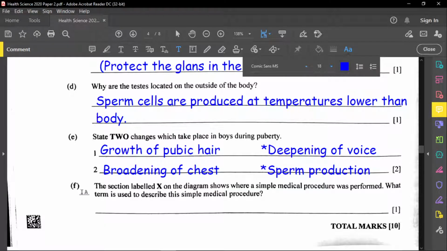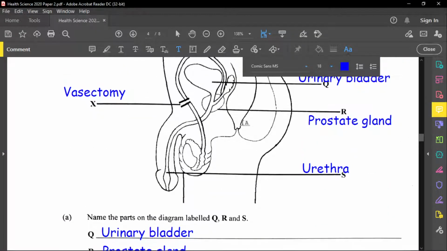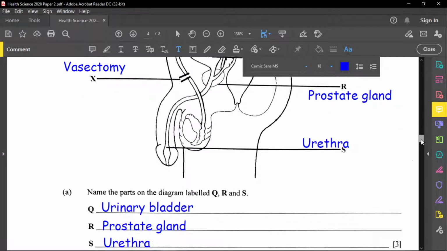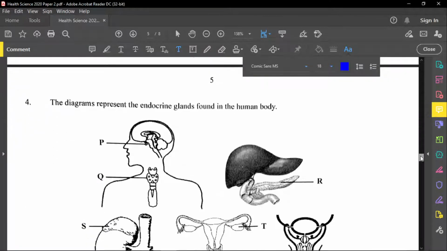Now for F, it said the section labeled X on the diagram showed where a simple medical procedure was performed. What term is used to describe this simple medical procedure? Remember, if you go back to the diagram, it is where the vas deferens or the sperm duct was cut, and this is called vasectomy, as we have it up there. So that's vasectomy. All right, let's go to question number 4.